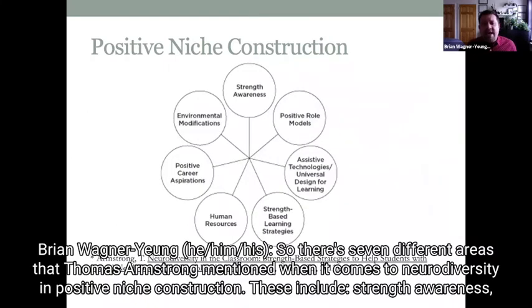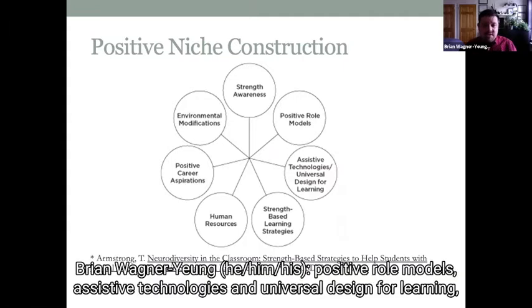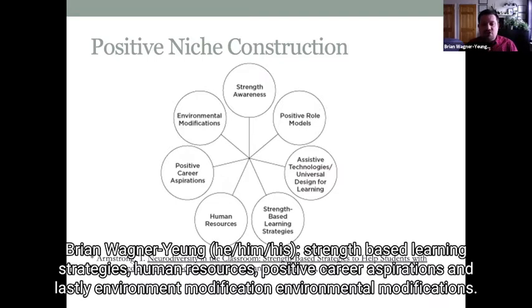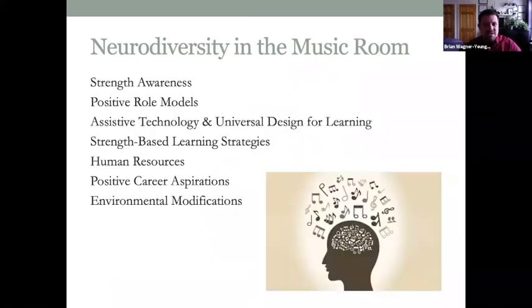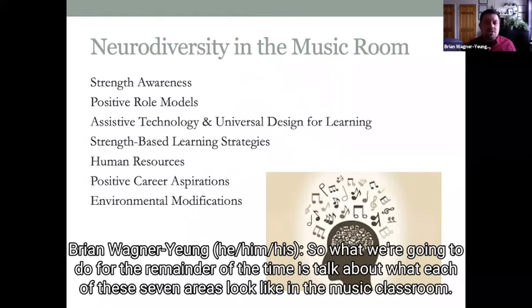So there are 7 different areas that Thomas Armstrong mentions when it comes to neurodiversity in positive niche construction. These include strength awareness, positive role models, assistive technologies and universal design for learning, strength-based learning strategies, human resources, positive career aspirations, and lastly, environmental modifications. So what we're going to do for the remainder of the time is talk about what each of these 7 areas looks like in the music classroom.